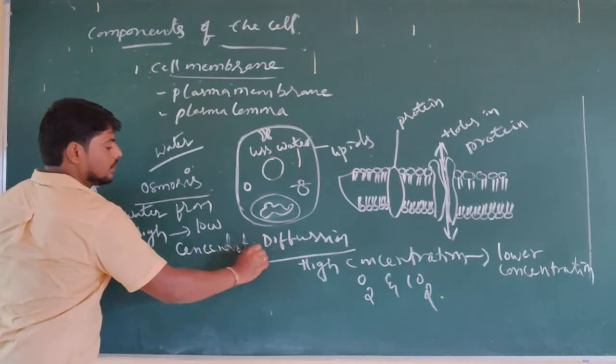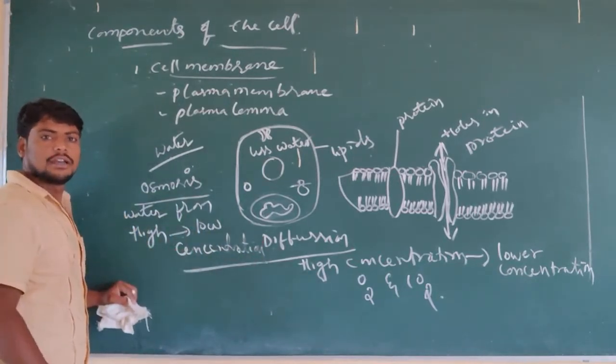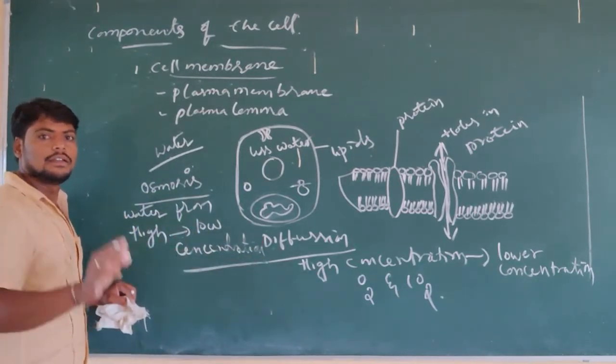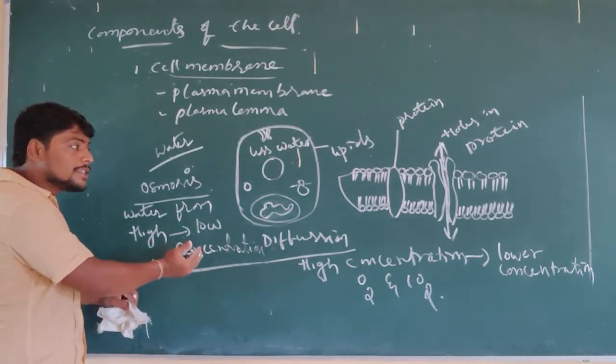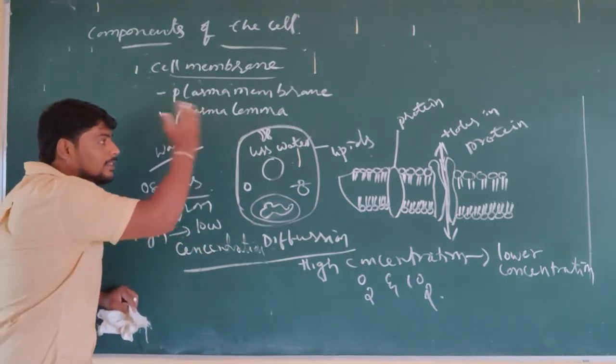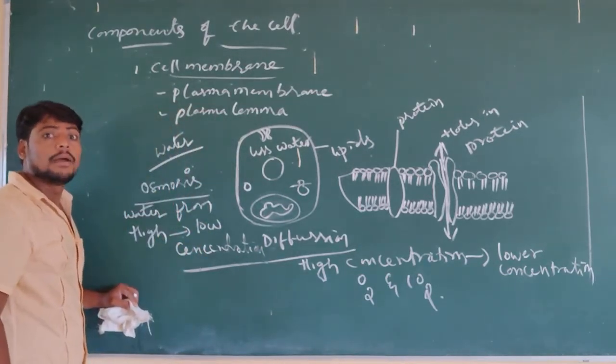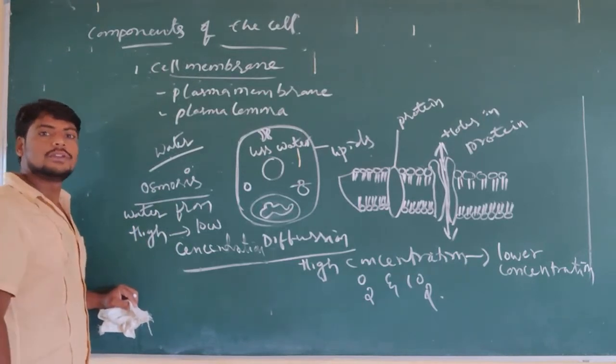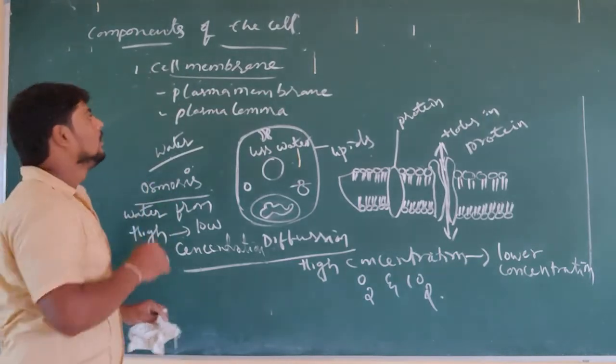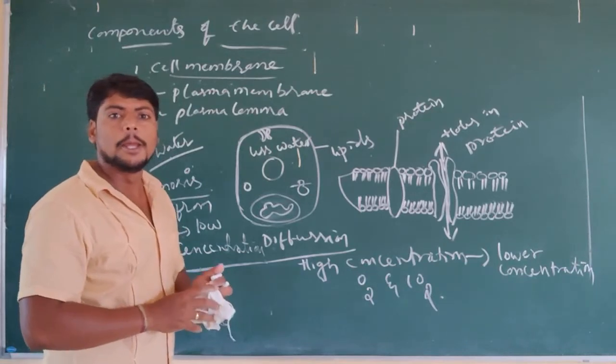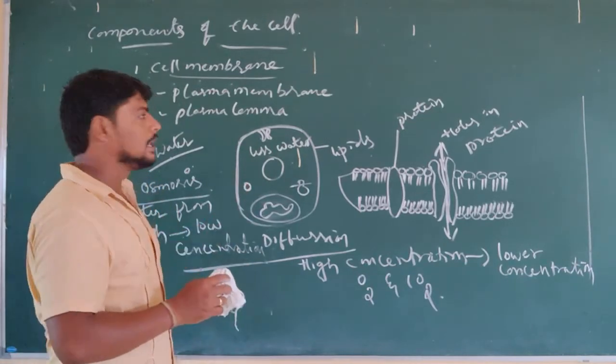From high concentration to low concentration. And what process is it called? Osmosis. These two processes are also carried out by the plasma membrane by means of being selective in nature. That is the importance of the cell membrane. So that is the cell membrane.